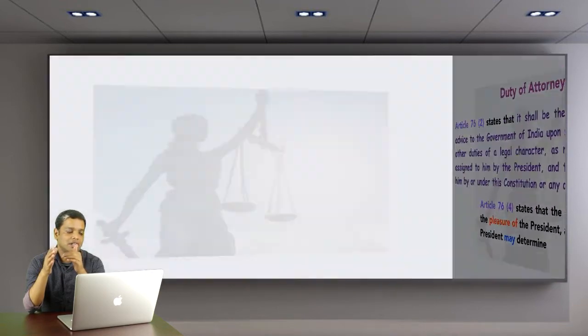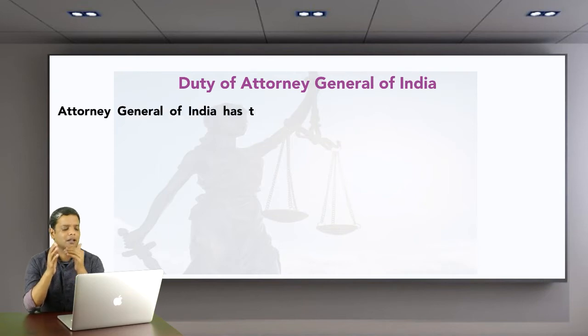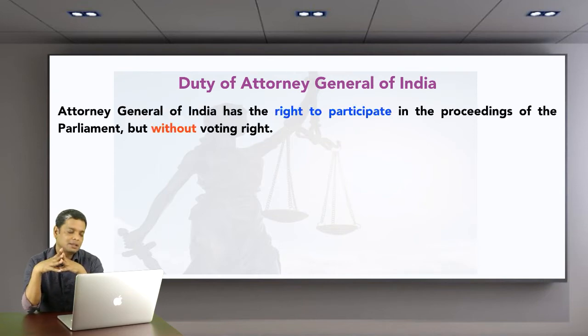The next point is that the Attorney General of India has the right to participate in the proceedings of the Parliament but without voting right. What does it mean? He can sit in the Parliament in both the houses and he can participate in the meeting, but he cannot vote in either of the houses. So he has only the right to go and participate, not the voting right.